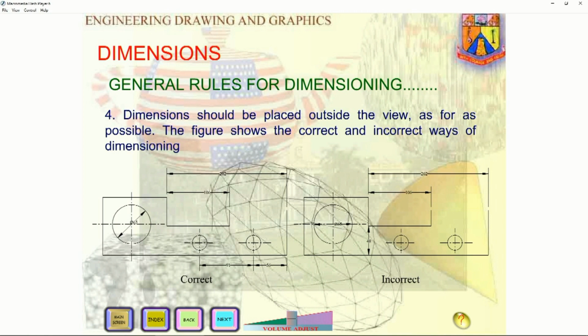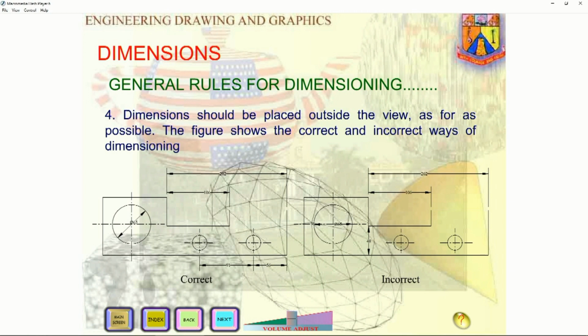Try to look at the correct and incorrect examples here. On the left side is the correct following of dimensioning, and on the right side is incorrect. Why? In the right side drawing, the 48 mm is placed inside the object, because you have to tell about the two edges. So that is incorrect dimensioning.